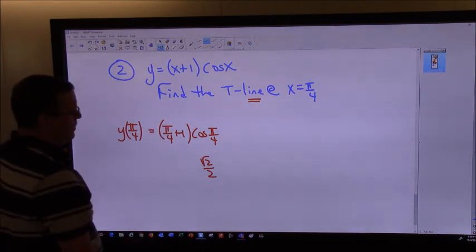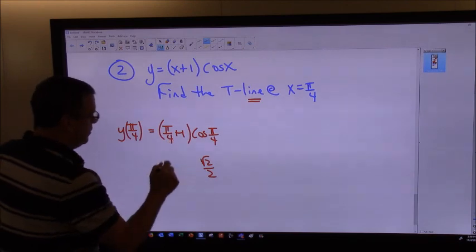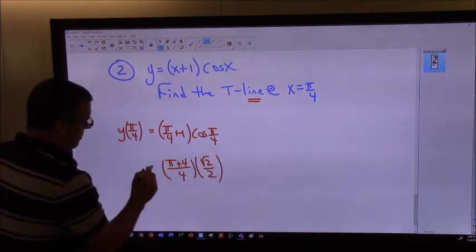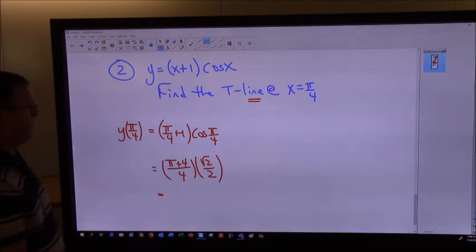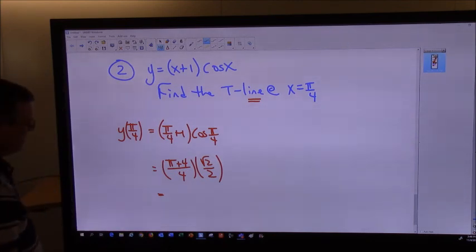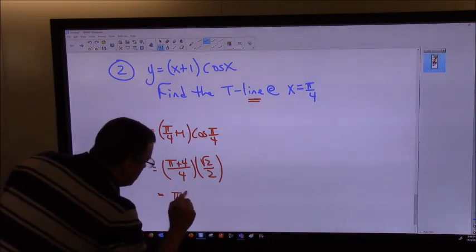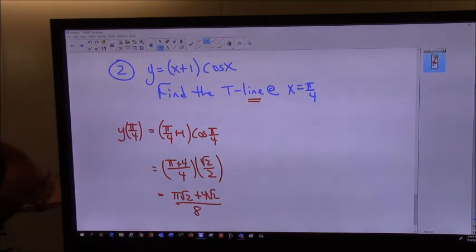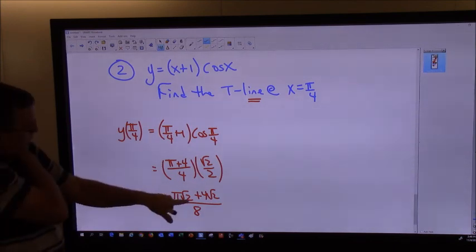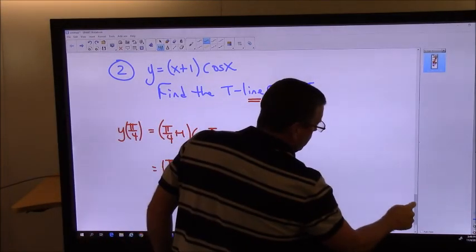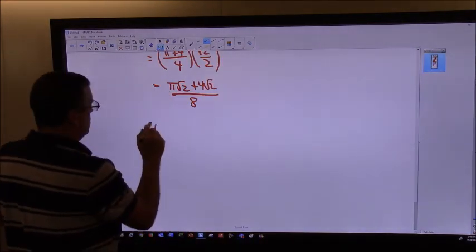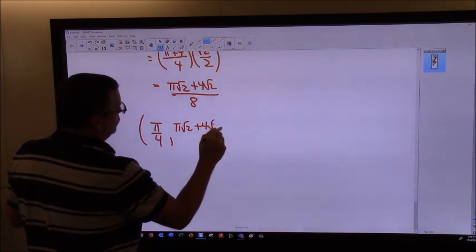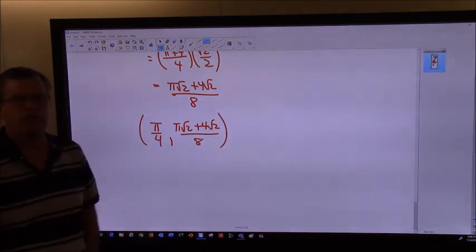If I get a common denominator, it's 4 over 4, so I'd have pi plus 4 over 4 times this. And so that would equal, that's just an ugly number. Boy, that is just ugly. Pi root 2 plus 4 root 2 over 8. And that's my y coordinate. This is my x coordinate. So we know that we've got a point at pi over 4, comma, pi root 2 plus 4 root 2 over 8. I think that's the ugliest point I've ever seen.